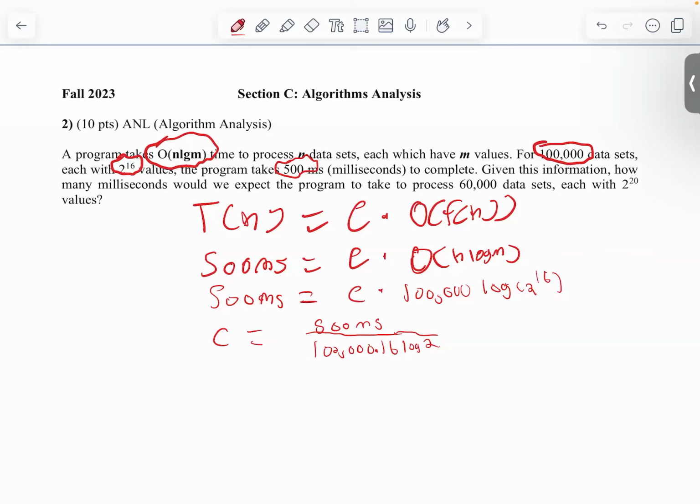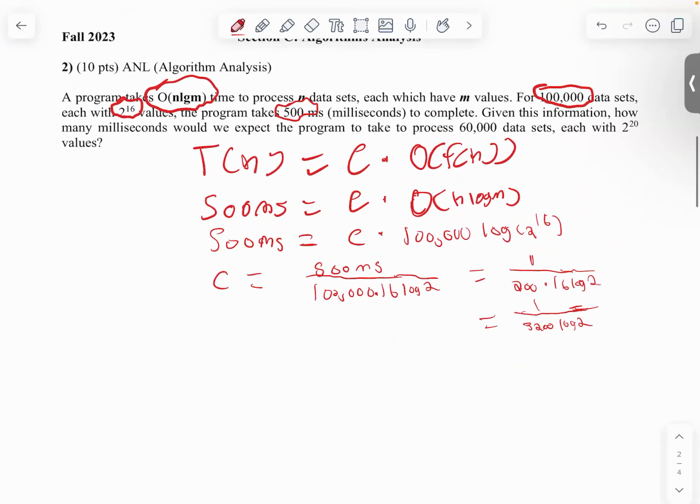So that's our C. And then we can simplify this by dividing 100,000 by 500, just like simplifying fractions, and this evaluates to 1 over 200 times 16 log 2. And then 16 times 200 evaluates to 3,200. So this is equal to 1 over 3,200 log 2. And that's the value of our C.